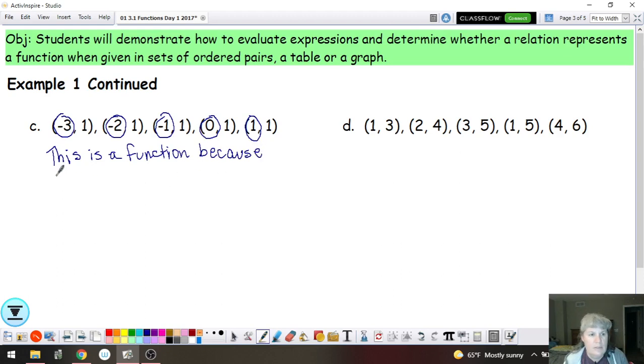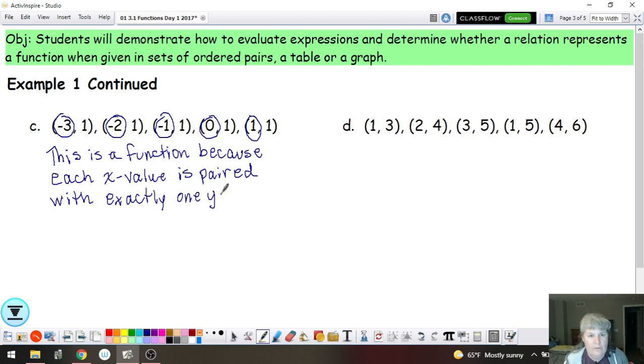Because each x value is paired with exactly one y value.